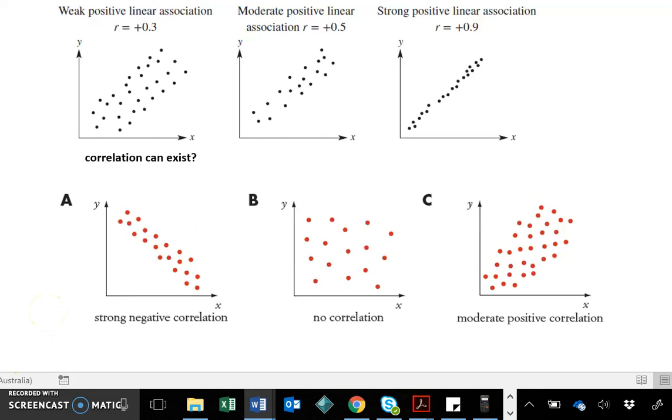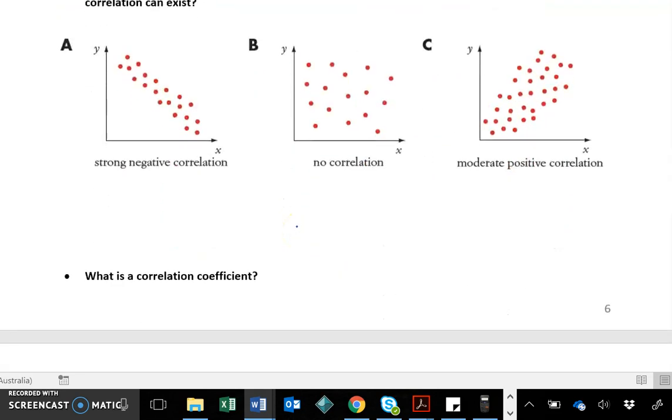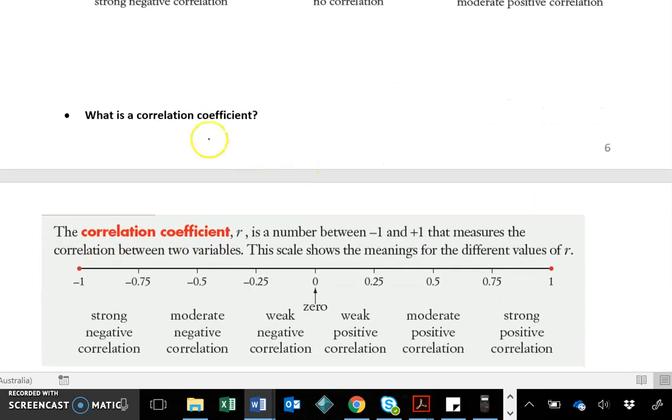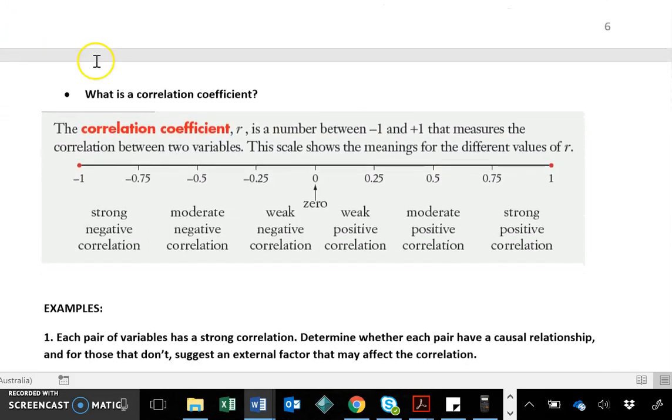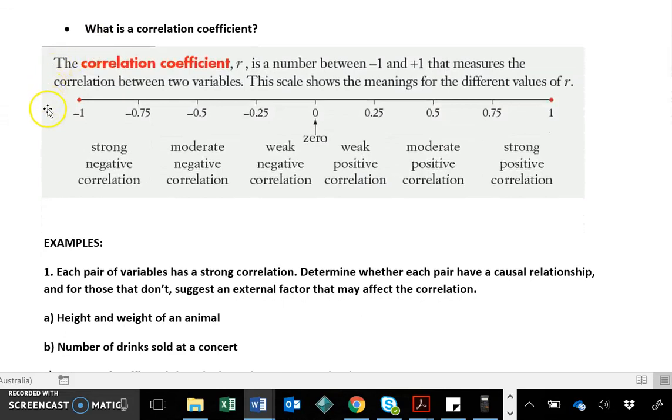If something's weak, its correlation may be 0.3, and it's leaning to the right, so it's positive. With 0.5, you can see that the dots are aligned a little closer. 0.9 is almost at 1, so they're even closer again. In these pictures, again, that's just reiterating what we did before. So just to clarify, a correlation coefficient is a number between 1 and -1 that measures the correlation between two variables, or the relationship. I showed you it in pictures before, but it can be on a scale as well between 1 and -1, and you can see all the different values in between.